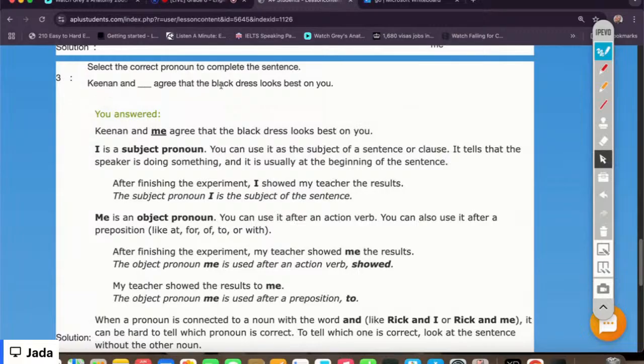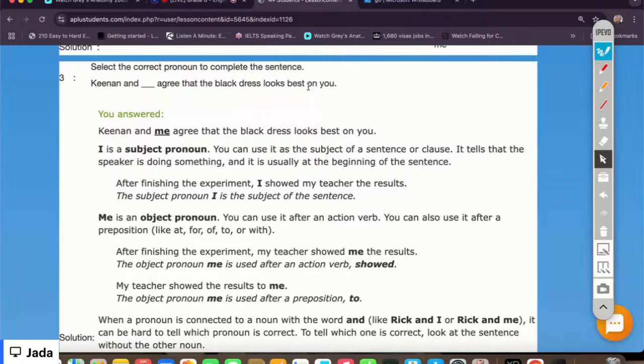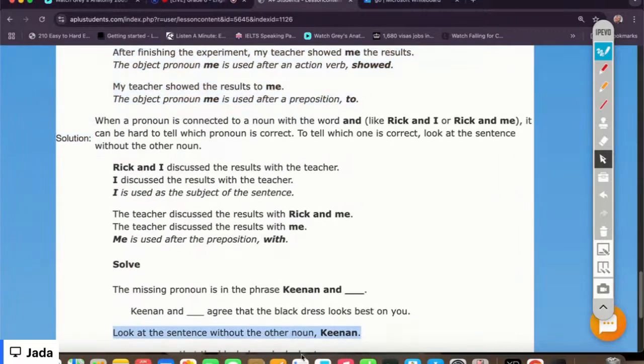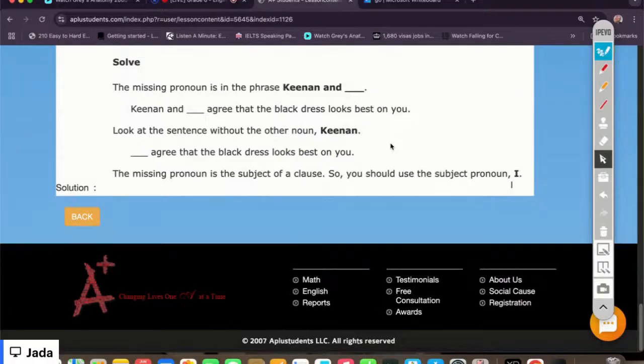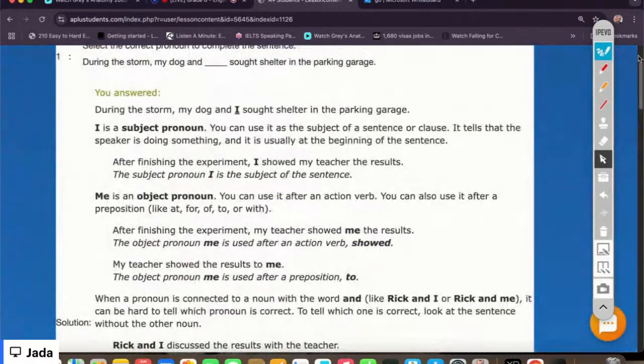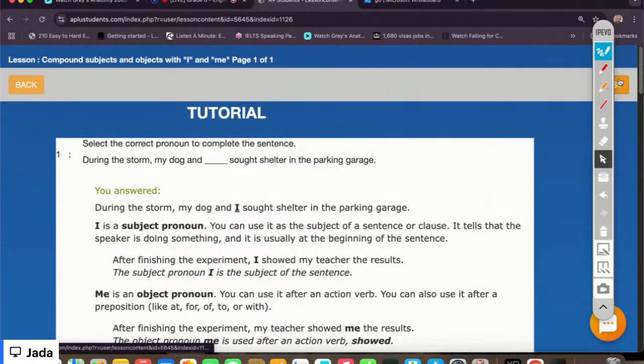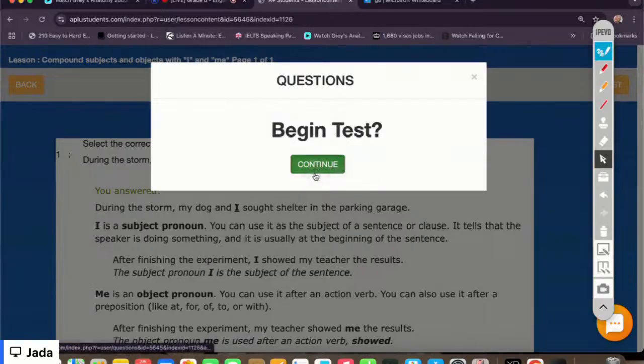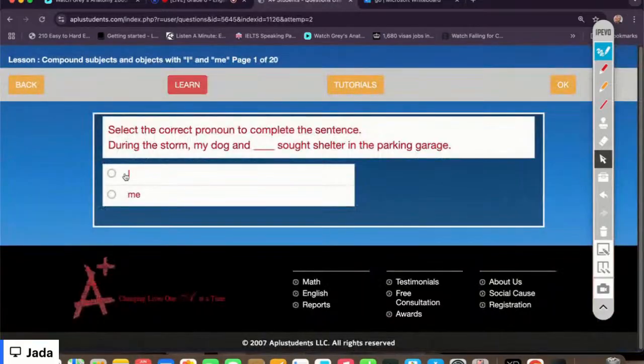Keenan and Dash agree that the black dress looks best on you. So Keenan and me or Keenan and I? You have to look at the subject that will be suitable. If you say I agree that the black dress looks best on you, it makes sense. But if you say me agree, then that's incorrect. So you have to make sure you choose the right pronoun that goes with the noun, so that even when you remove the noun, the pronoun still works. Okay? So select the correct pronoun to complete the sentence.